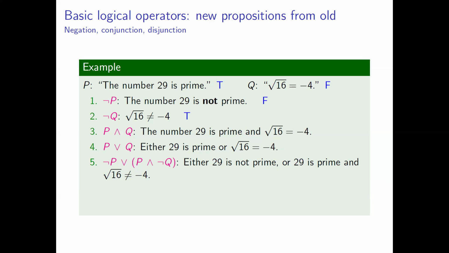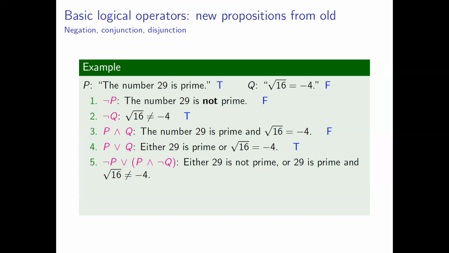For item 3, the statement the number 29 is prime and the principal square root of 16 is equal to -4, which is the conjunction P and Q, is false, since Q is false. For item 4, the statement either 29 is prime or the principal square root of 16 is -4, which is the disjunction P or Q, is true, since P is true.